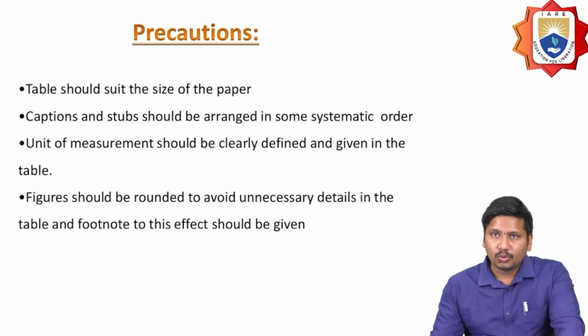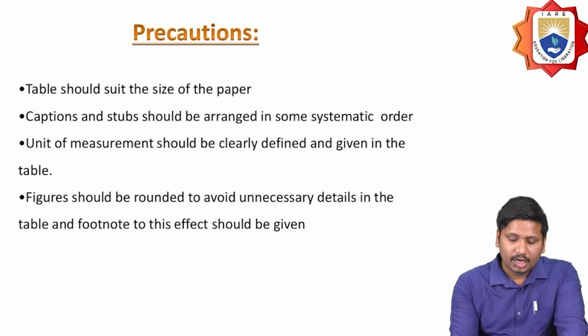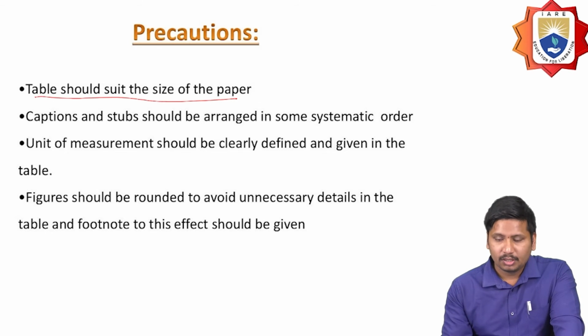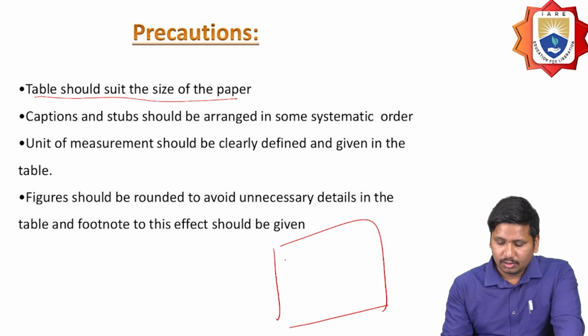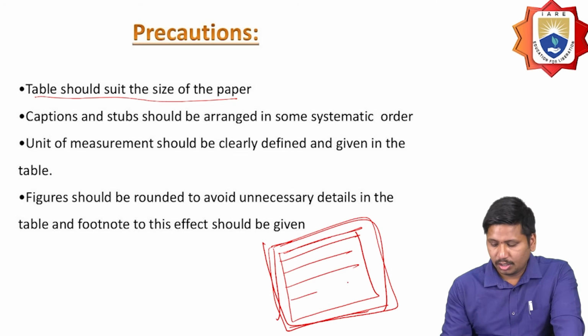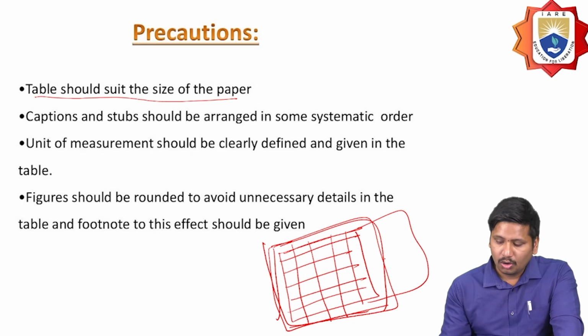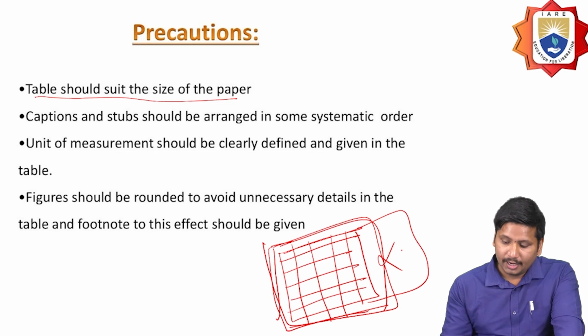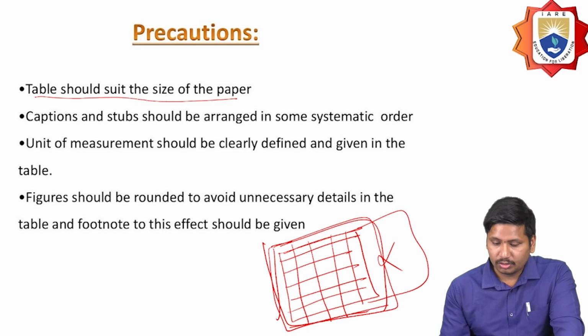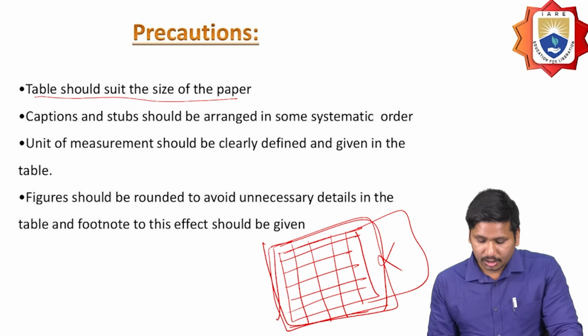And what kind of precautions have to be considered while drawing or representing the tables. So all the time the table should suit the size of the paper. So if the table is here, right, this is the window, the presentation window. So the table I'm presenting should completely fit the page, or completely fit the window, so that it is clearly visible. Sometimes the table may cross this window, and then it may be hidden behind the window. That type of thing will have to be eliminated while presenting the table.